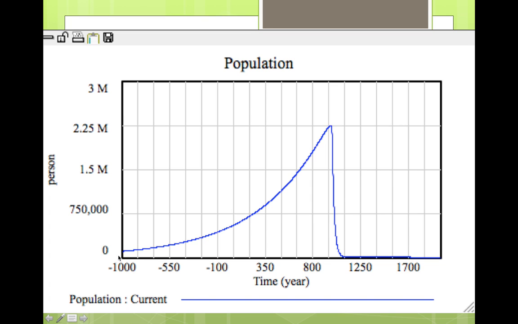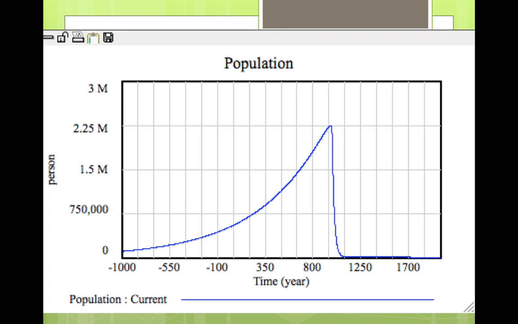Also, you can see that these are years. Negative means before Christ, and positive means after Christ's death. So these are years BC negative and years AD positive, and you can see that the collapse occurred at about 1,000. You can see that about 1,000 years BC, the population started growing very rapidly, and you can see this typical exponential growth that we've discussed. Then it reaches a point where all of a sudden it collapsed very quickly, and then it never recovered. So that's essentially the outcome of that model.